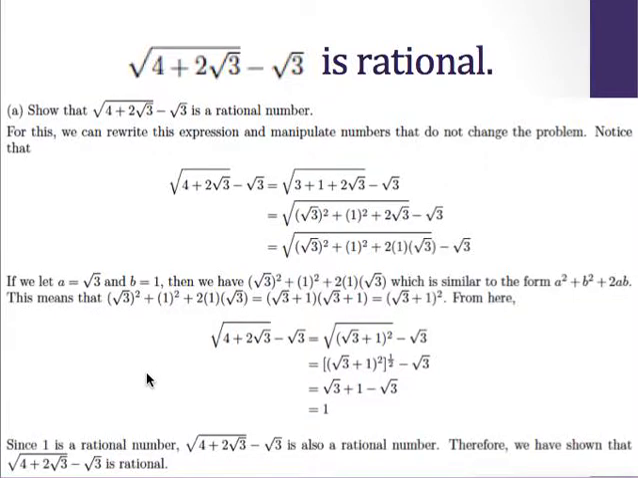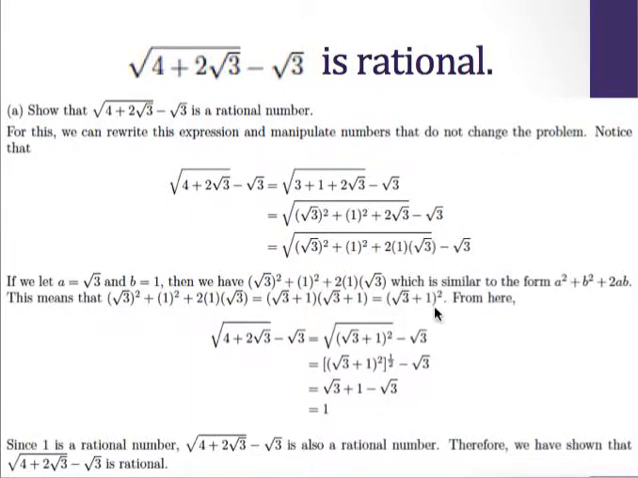So if we let a equal the square root of 3 and b equal 1, then we have the square root of 3 squared plus 1 squared plus 2 times 1 times the square root of 3. And this is very similar to having the form a squared plus b squared plus 2ab, which we know we can factor. So this means that the square root of 3 squared plus 1 squared plus 2 times 1 times the square root of 3 equals the square root of 3 plus 1 times the square root of 3 plus 1, which we can simplify into the quantity of the square root of 3 plus 1 squared.